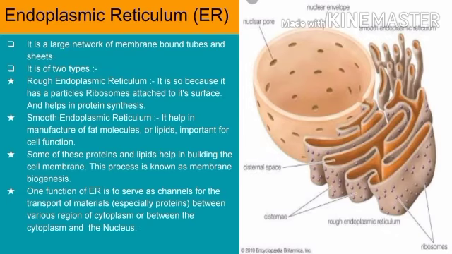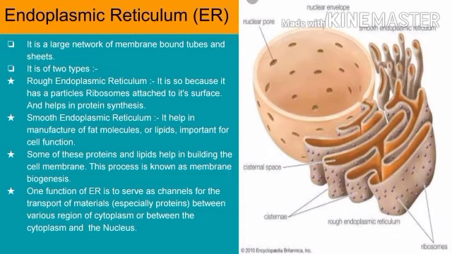Our next topic is endoplasmic reticulum, in short known as ER. It is a large network of membrane bound tubes and sacs. It is of two types, rough endoplasmic reticulum and smooth endoplasmic reticulum. Rough endoplasmic reticulum is so called because it has particles called ribosomes attached to its surface and helps in protein synthesis.